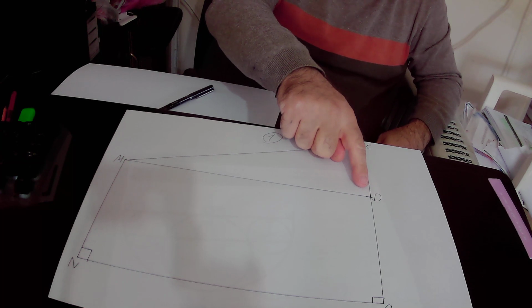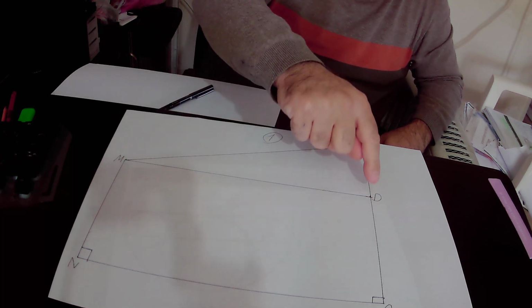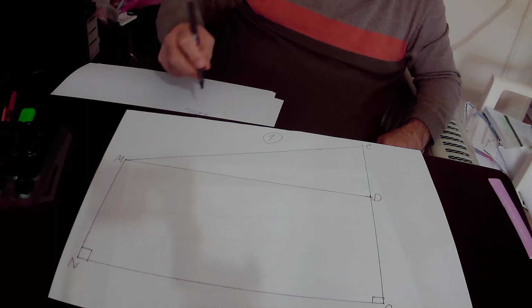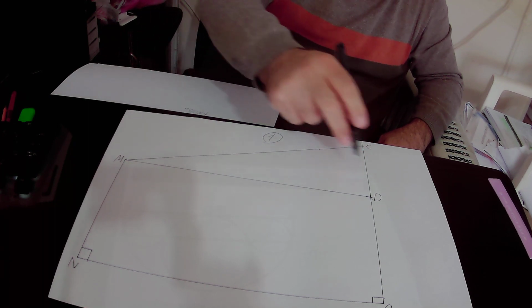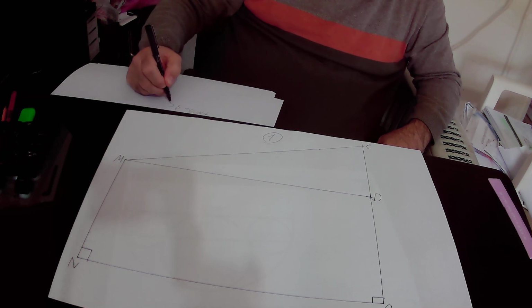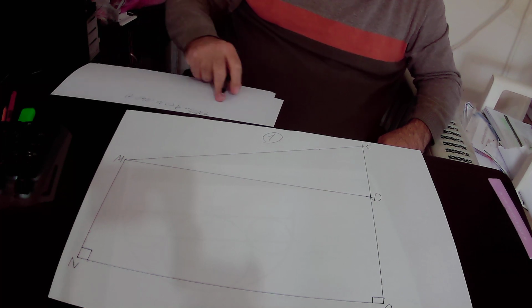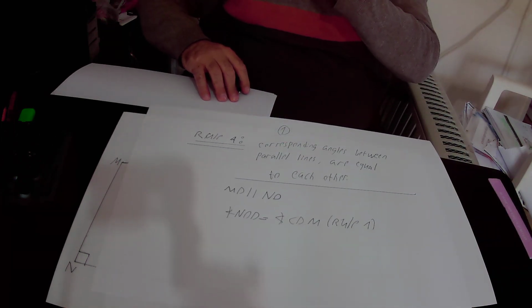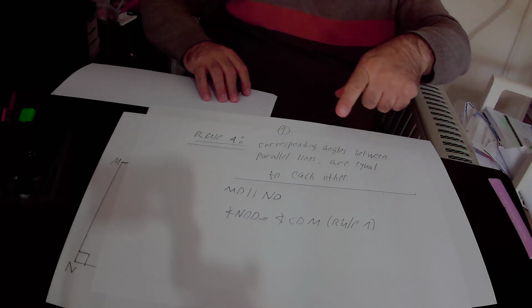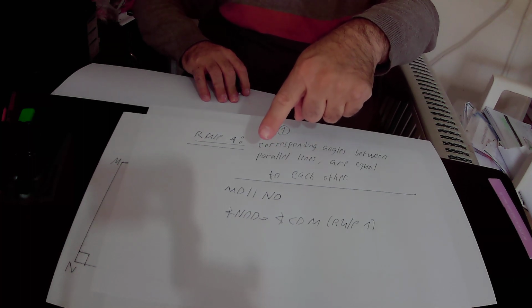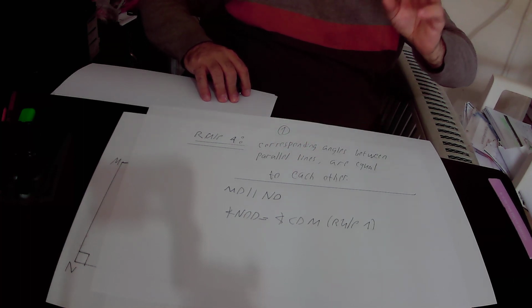So angle NOD equals angle CDM according to rule number 1. Okay, angle NOD equals angle CDM according to rule number 1, because those angles are corresponding angles that are located between the parallel lines MD and NO, therefore they are equal to each other.